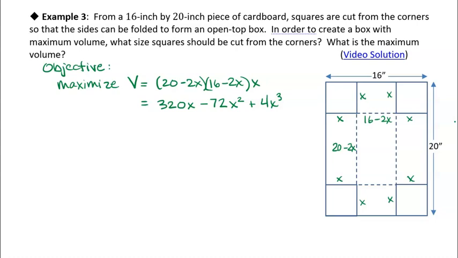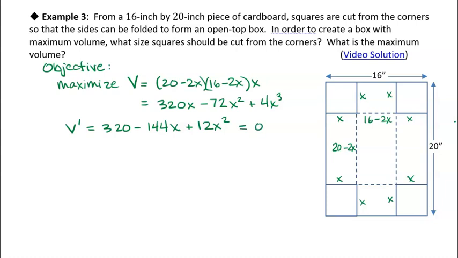Okay, so now let's find the derivative. We're going to find V prime of x, just taking the derivative of this. We have 320 minus, we bring down the 2, so it's 144x. And then we take the derivative of the last term, and we get 12x squared. Now we have to set that equal to 0 in order to find the critical points.